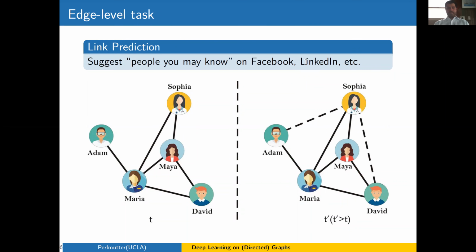A third family of tasks is edge level tasks. And the most popular of this is link prediction. And so here we have a social network. Some people are already friends, but you know what? Maybe Adam and Sophia actually already know each other. They just haven't added each other on Facebook yet. So we're going to say, you know what? There's not a link here yet, but we think there probably should be. And this is the mathematical basis for things like people you may know on Facebook or LinkedIn recommendations or other similar products.